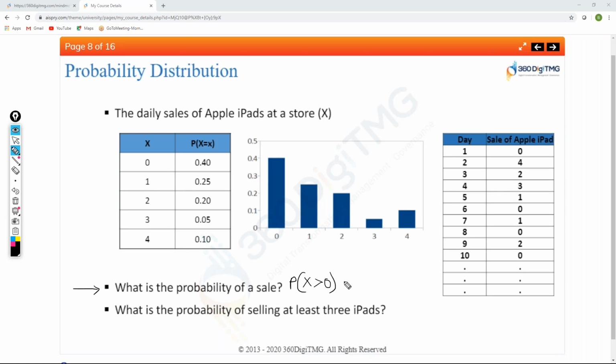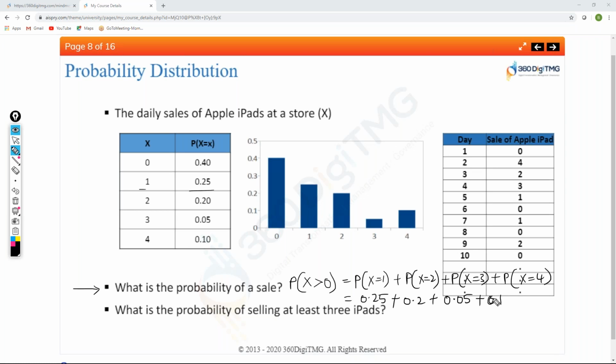So you just write this as probability of x equal to 1 plus probability of x equal to 2 plus probability of x equal to 3 plus probability of x equal to 4. What is the probability of x equal to 1? It's 0.25. What is the probability of x equal to 2? It's 0.2. Probability of x equal to 3 is 0.05, plus probability of x equal to 4 is 0.1.